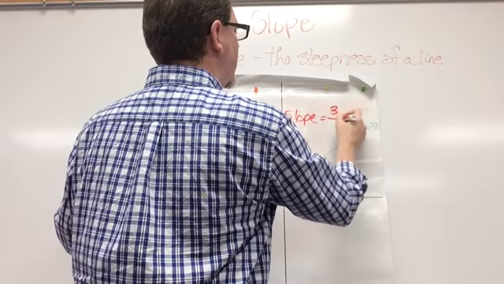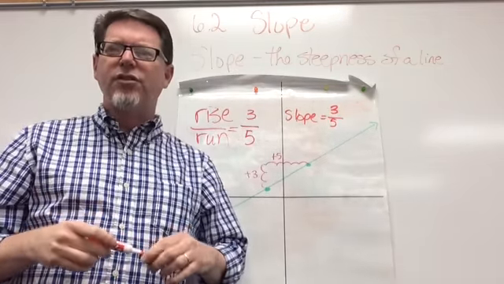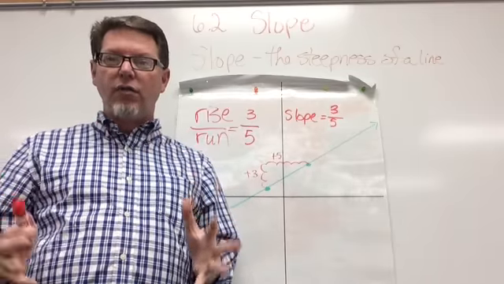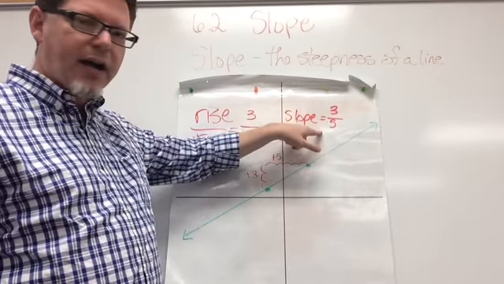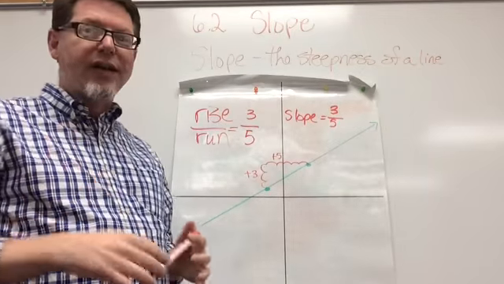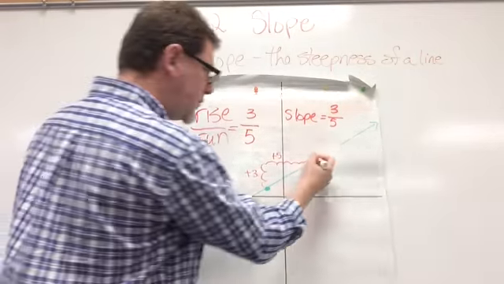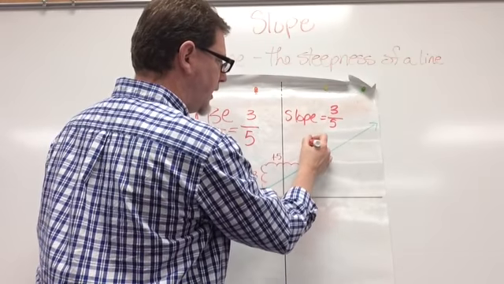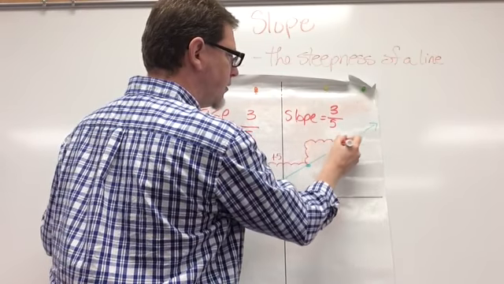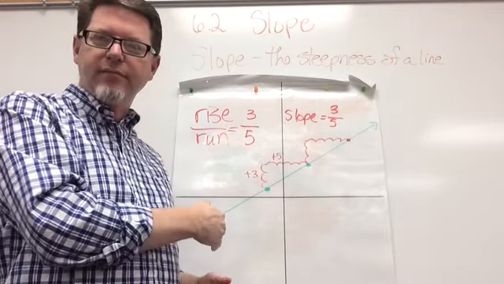So my slope is 3 over 5. Now some of you might want to take that fraction and say, oh, I have to turn it into a decimal. No, you don't. We want to leave it as 3 over 5. That's the rise over the run. Because what I can do with that slope now is I can go from this point and find another point on the line. If I go up 3 and to the right 5, there's another point on that line. And it works going both ways.